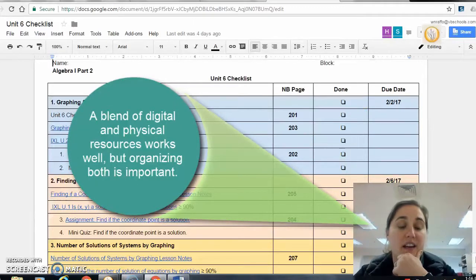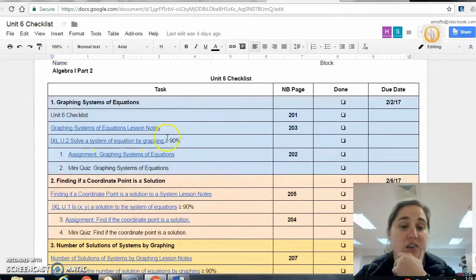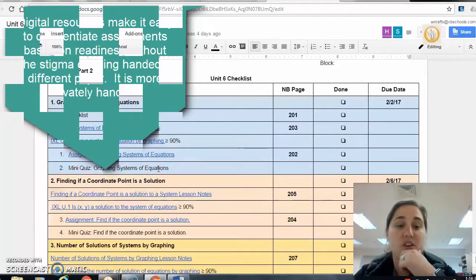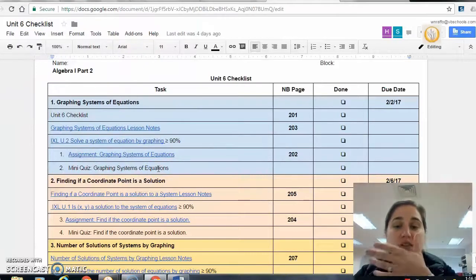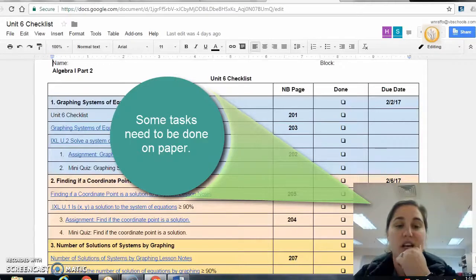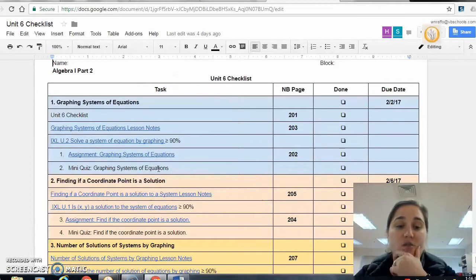They do a lesson notes, and then they'll do an IXL. The percentage that I want in IXL changes based on the students. I can differentiate there, and then they do an assignment, and then there's a mini quiz. Because we're graphing systems of equations, we're graphing, so I want mini quizzes on paper. Otherwise, sometimes I'll have mini quizzes on Google Forms, and we'll use those mini quizzes.